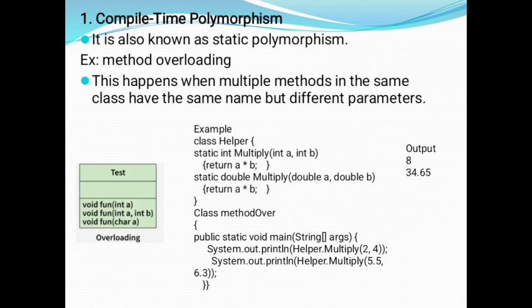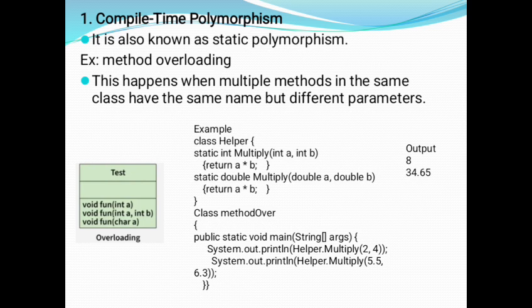This happens when multiple methods in the same class have the same name but different parameters. In this example, the multiply method has the same name but different arguments are passed. That means in class Helper, the multiply method has two int data type variables. In the next statement, the multiply method has double data type variables. This concept is known as method overloading.